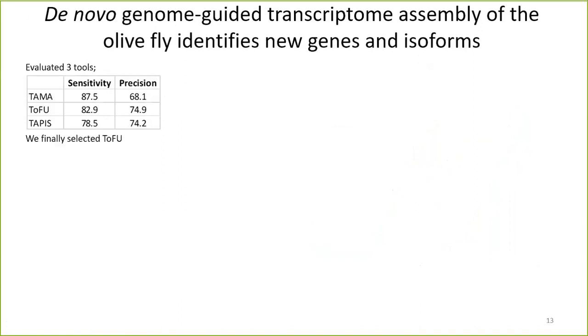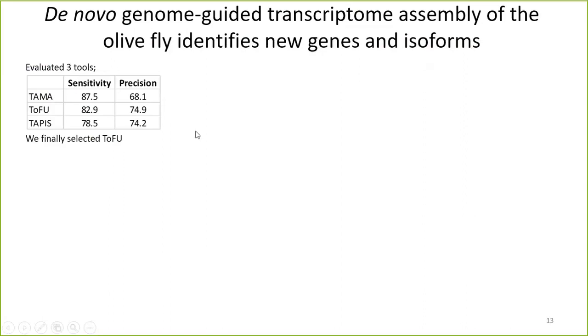Okay, so then I'll go to the de novo transcriptome assembly that we performed. We evaluated three tools, TAMA, TOFU, and TAPIS. And we selected TOFU after some trials with all these tools because TOFU had good sensitivity and good precision, but it's also very computationally efficient, doesn't use so much memory, and runs quite fast. So we used this to develop the transcriptome assembly, and once we had it, we analyzed it using SQANTI.